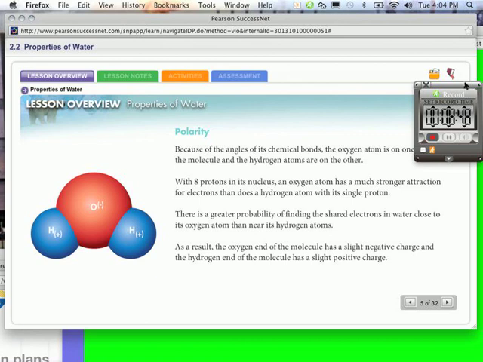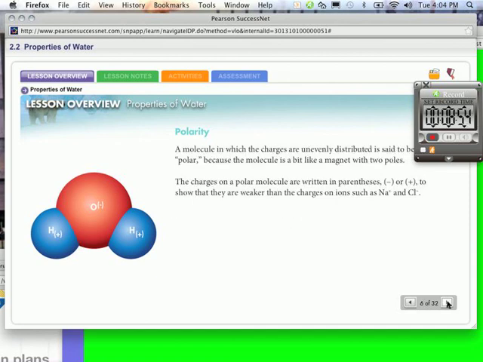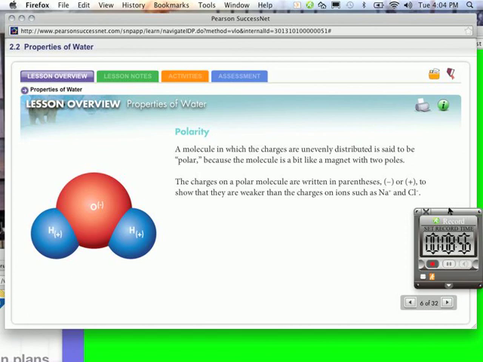A molecule in which the charges are unevenly distributed is said to be polar because the molecule is a bit like a magnet with 2 poles. The charges on a polar molecule are written in parentheses, negative or positive, to show that they are weak, weaker than the charges on ions such as sodium and chlorine.